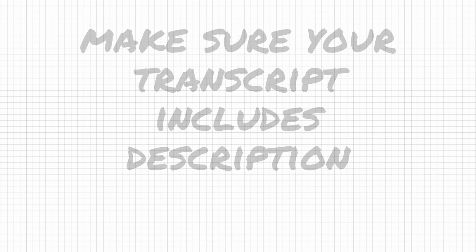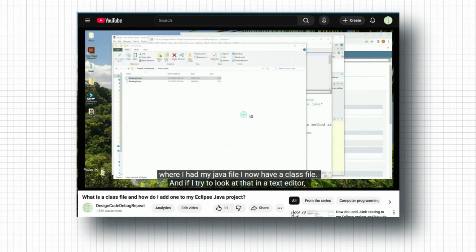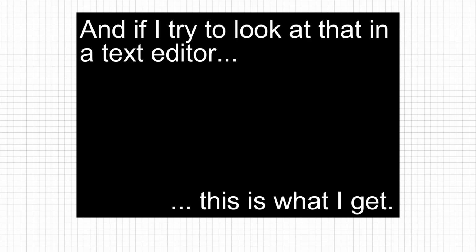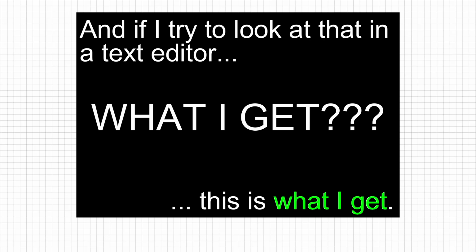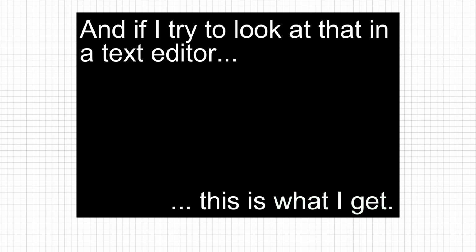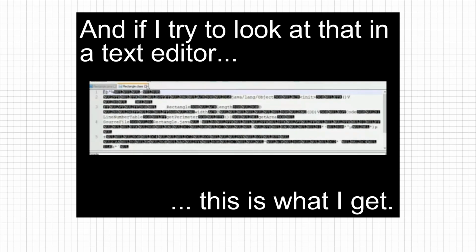Here's an example from the video. Close your eyes and try to figure out what I'm talking about. And if I try to look at that in a text editor, this is what I get. This is one moment in this video where it fails accessibility. Any guesses what I get? We shouldn't have to guess. Accessibility means the viewer should not have to infer missing information. There's important visual information in this part of the video that I'm not describing.